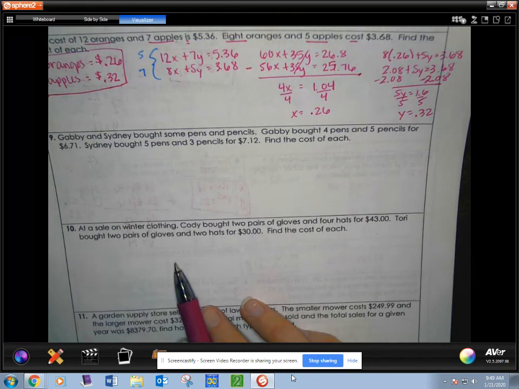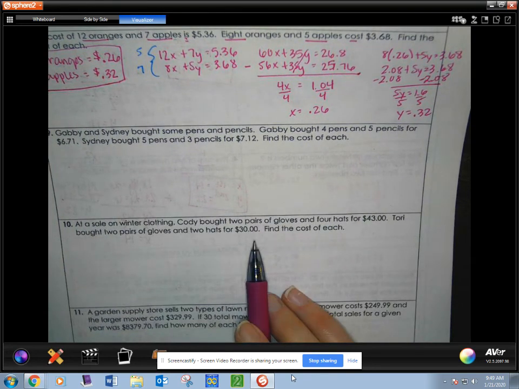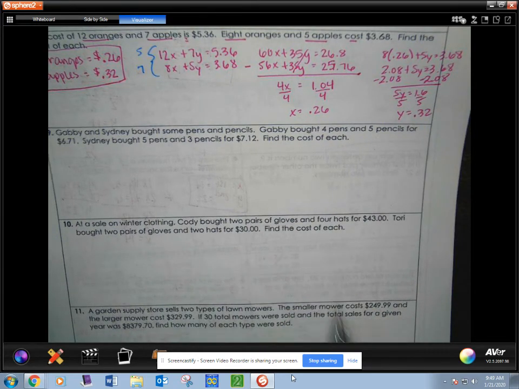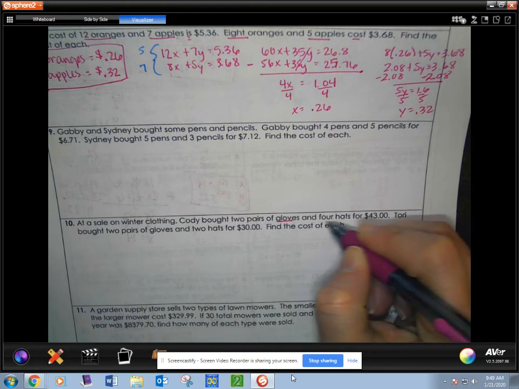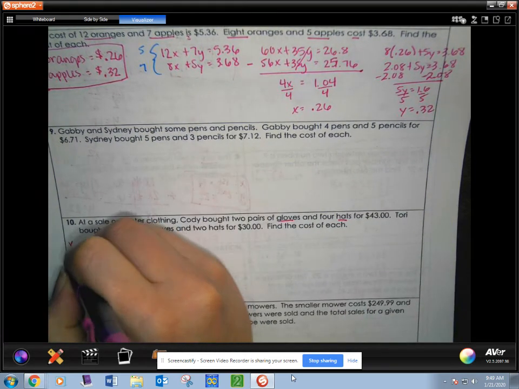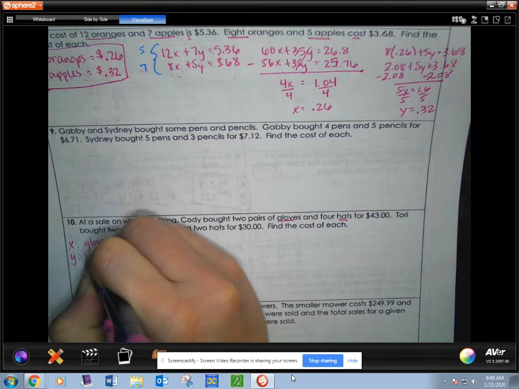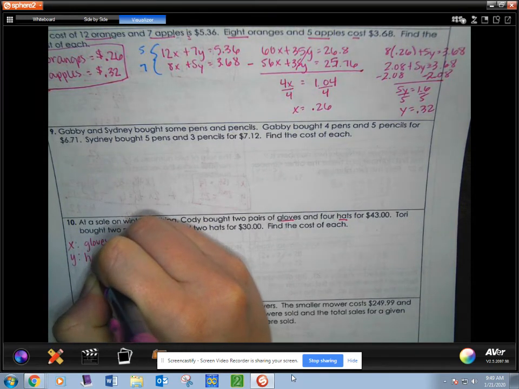We're going to do number 10. At a sale on winter clothing, Cody bought 2 pairs of gloves and 4 hats for $43. Tori bought 2 pairs of gloves and 2 hats for $30. Find the cost of each. Okay, well, we are talking about gloves and hats. So I'm going to put x and y. Gloves, hats, if I can spell.